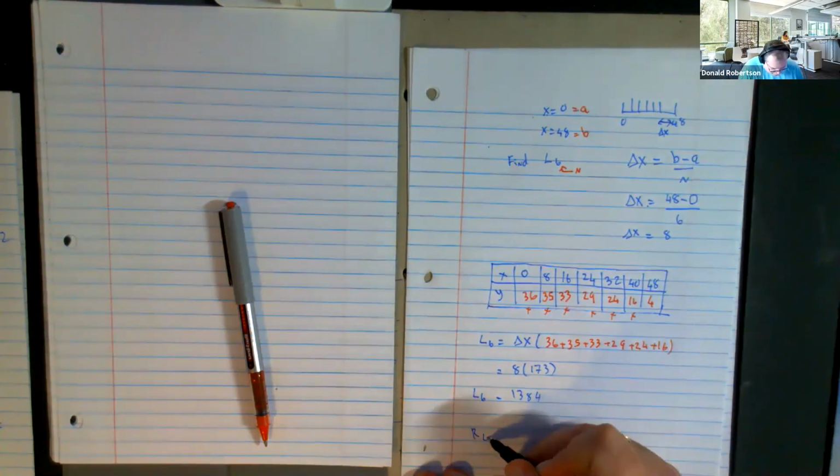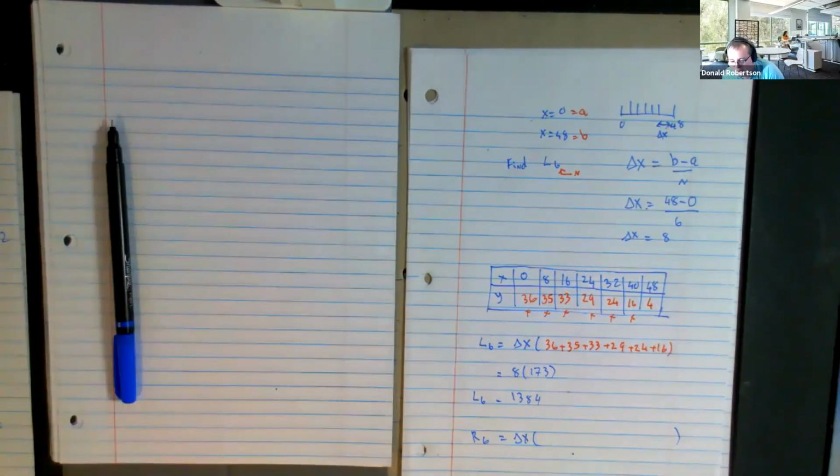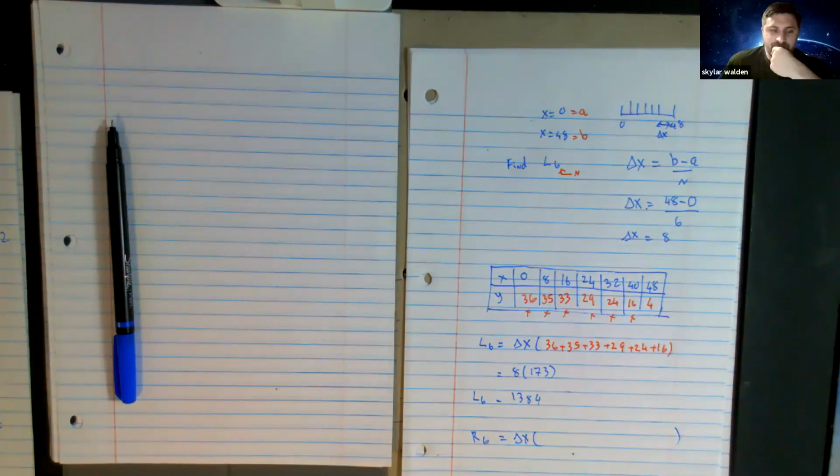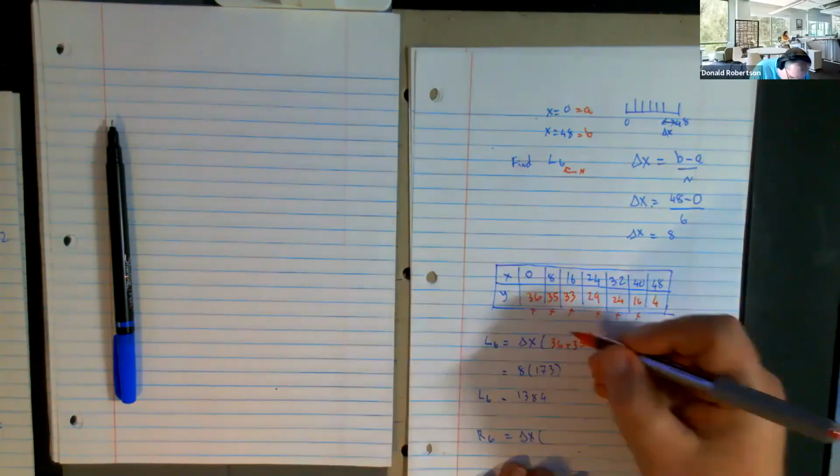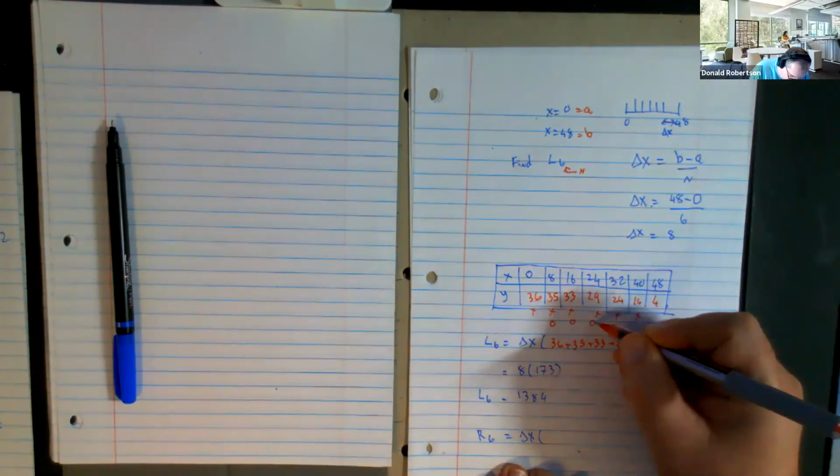Suppose I wanted to do R6. Wouldn't it still be delta X? What's the only difference? What numbers will I use from my table to get R6? The right 6. Yeah. So basically, those 6.